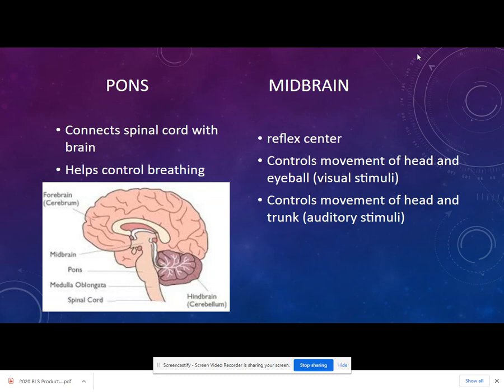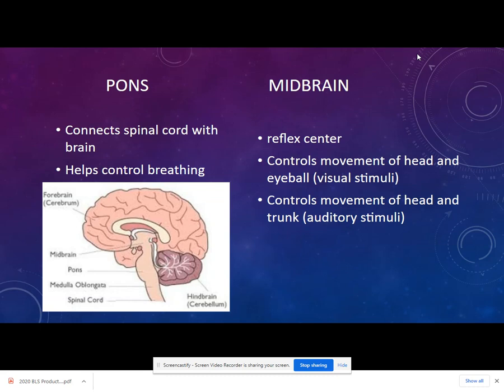So if we damage our brainstem, which is all of these components, we are not alive. Okay? The midbrain is our reflex center, and it controls movement of the head and the eyeballs, as well as auditory and trunk stimuli. So it's what we react to stimulus. So that's the brain and cranium anatomy.